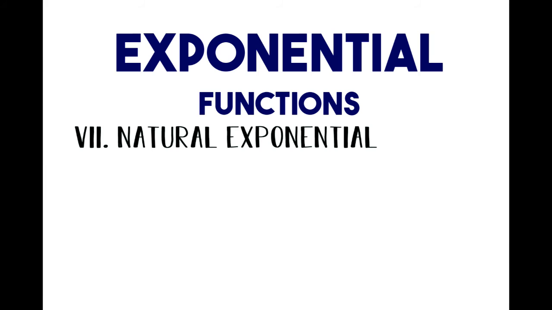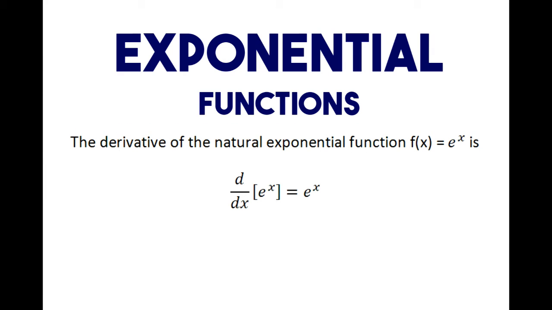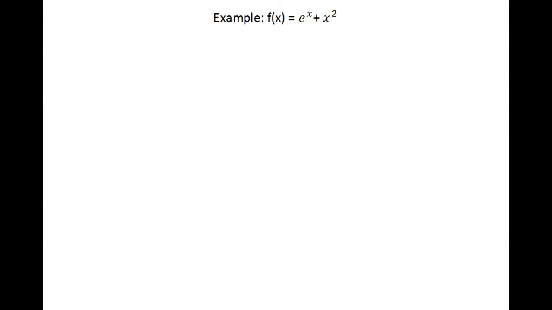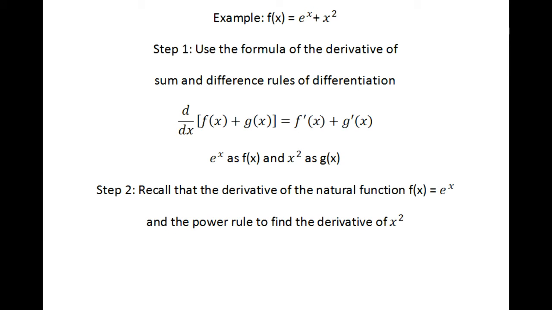The derivative of the natural exponential function f of x equal to e raised to x is d over dx e raised to x is equals to e raised to x. The derivative of e raised to x is equal to e raised to x, and the derivative of x squared is 2x using the power rule. Our final answer is f prime of x is equals to e raised to x plus 2x.